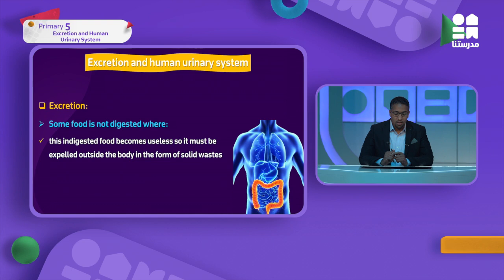بس عاوزين نركز في الجزء ده. هل الويست دي السوليد ويست دخلت اي سيل؟ لا، ما حصلش. السوليد ويست كانت فين؟ في الدايجستيف كانال، وصلت للاخر لللارج انتستين، ودي كانت نهايه رحلتها لغايه لما احنا طردناها بره جسمنا. يبقى ما دخلتش السيل. يبقى السوليد ويست is not produced inside body cells. And this undigested food becomes useless. It is useless, so it must be expelled outside the body in the form of solid wastes.